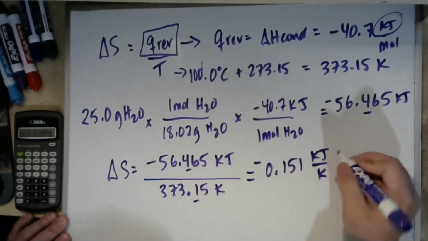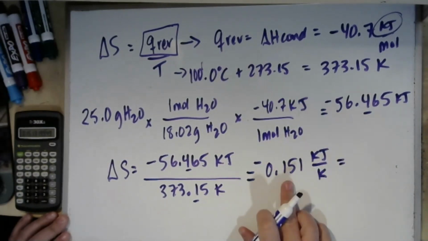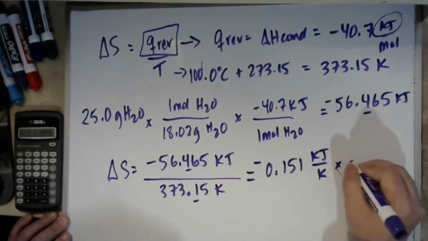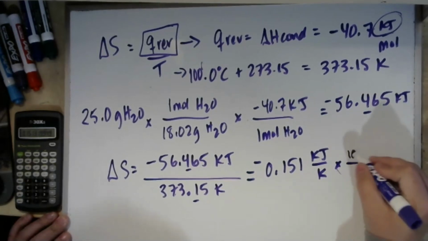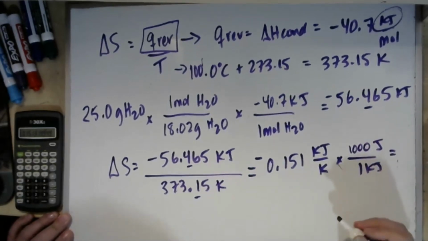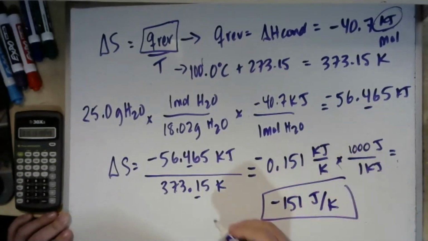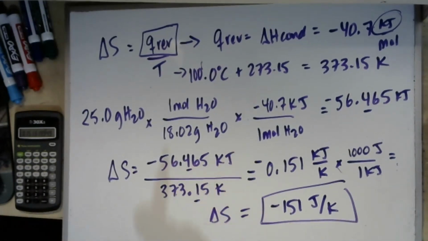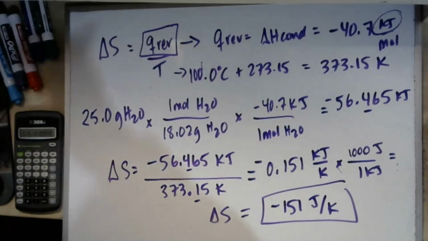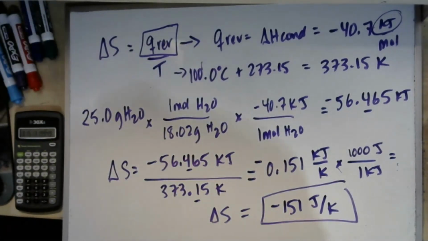So it's probably a good idea to then convert this into joules. In 1 kilojoule, we have 1,000 joules. So the final value would be negative 151 joules per Kelvin. You see that we have a negative delta S value, so that would indicate that our entropy was decreasing. And in this case, we were talking about a gas moving into the liquid state because we were looking at the condensation that was occurring, and that describes a decrease in entropy. So this makes sense.